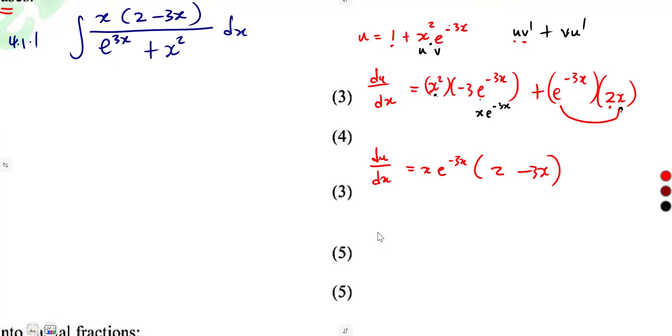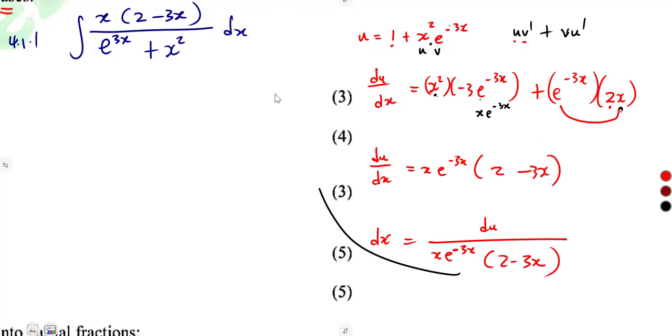So what about dx? We need to substitute and replace that with its equivalent from here. Our dx, you cross multiply, then divide by this to du. So it is simply du over this. You made dx the subject of the formula.